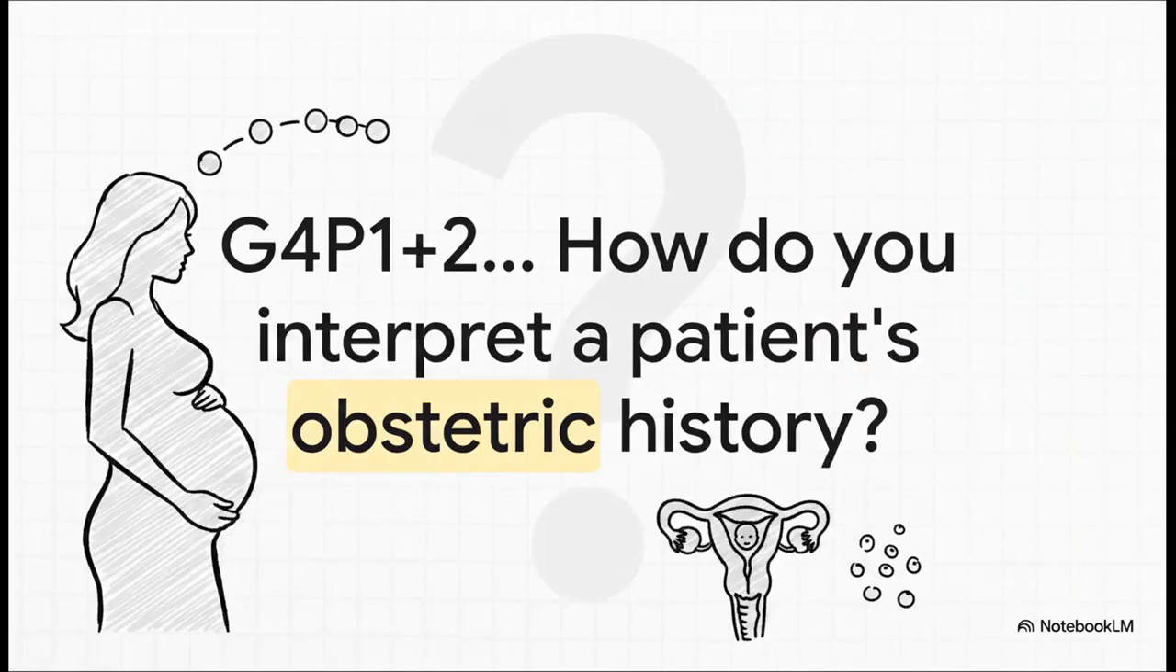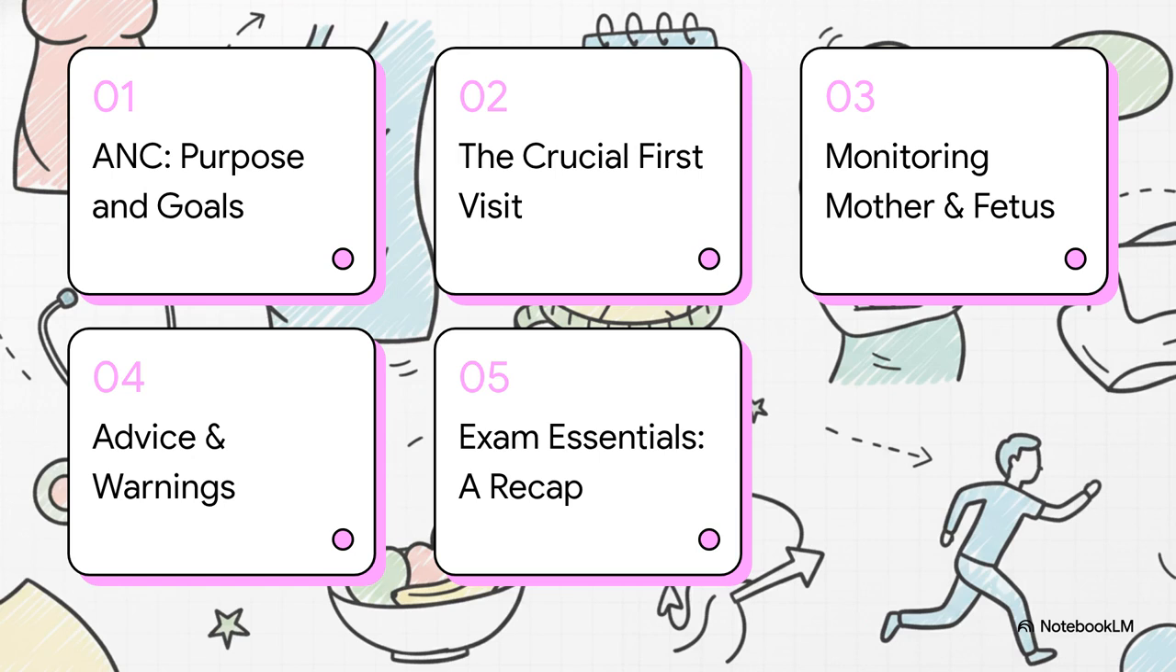So let's kick things off with something that, let's be honest, trips up a lot of students: obstetric shorthand. You're on your rounds. You see G4, P1 plus 2 on a patient's chart. What does that even mean? Stick with me, because by the end of this explainer, you'll be able to decode that in seconds. No problem. All right, here's our roadmap.